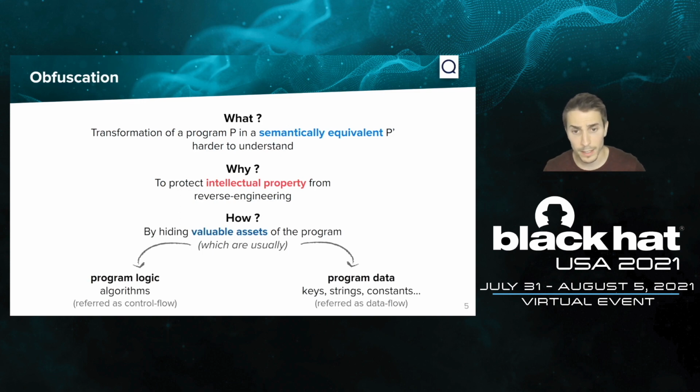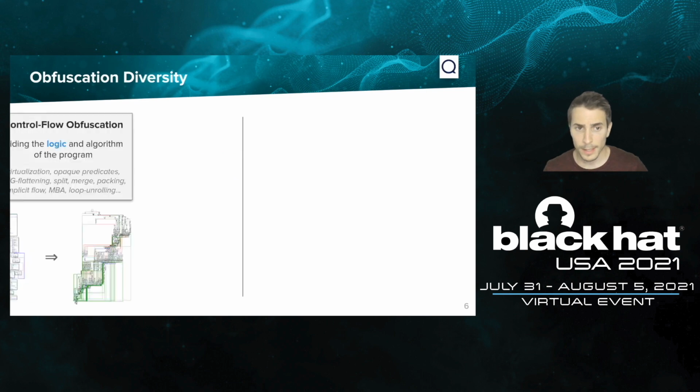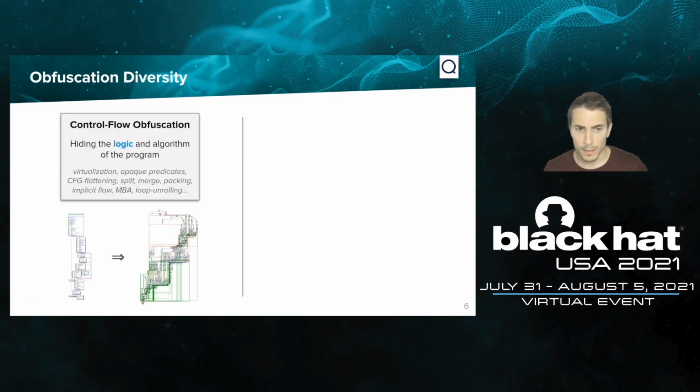So how do we do that? The idea is that within a program, you want to protect the valuable assets. And what are the valuable assets in the program? Usually it's the program logic, so the algorithms, or the data. The data can be strings, constants, all these kinds of things. So we usually separate obfuscation into two categories.